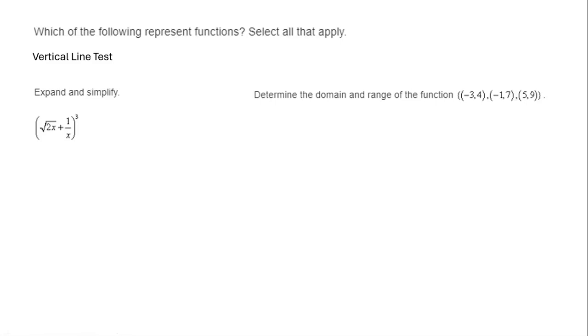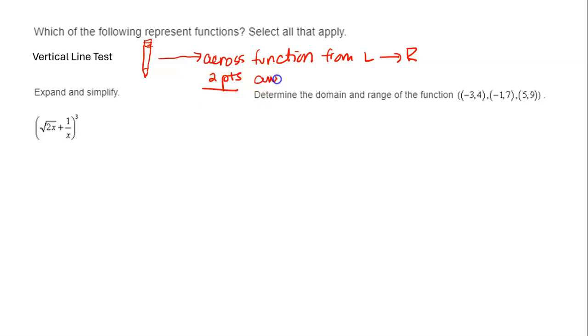Okay, the vertical line test. If you're going to do the vertical line test on functions, you're going to take a pencil. This is my best bet at a pencil right here. You're going to roll it that way across the function, from left to right, and if it touches 2 points at any one time, it's not a function.